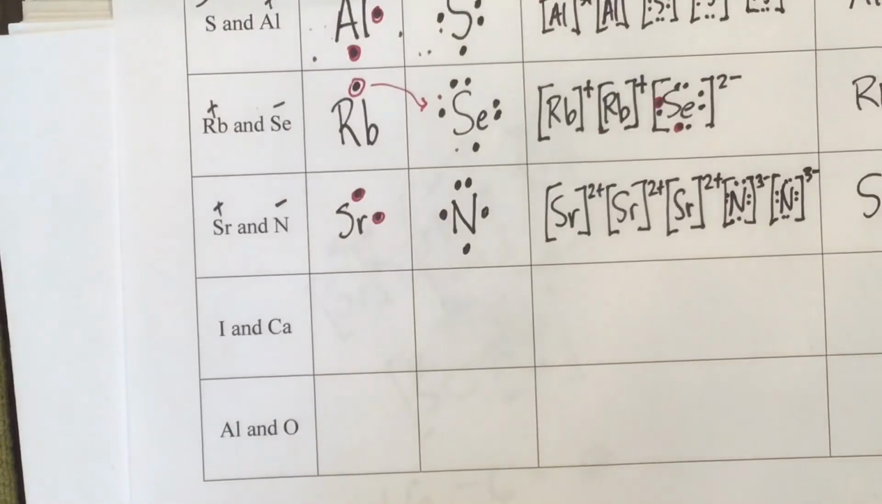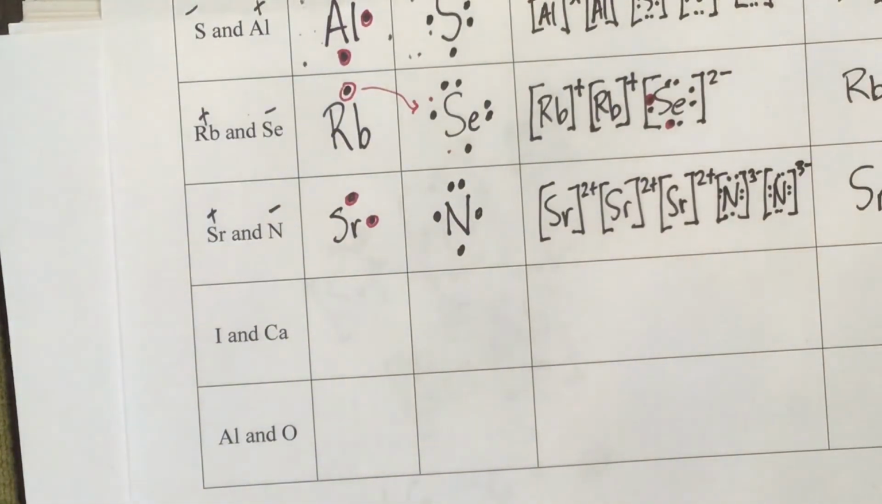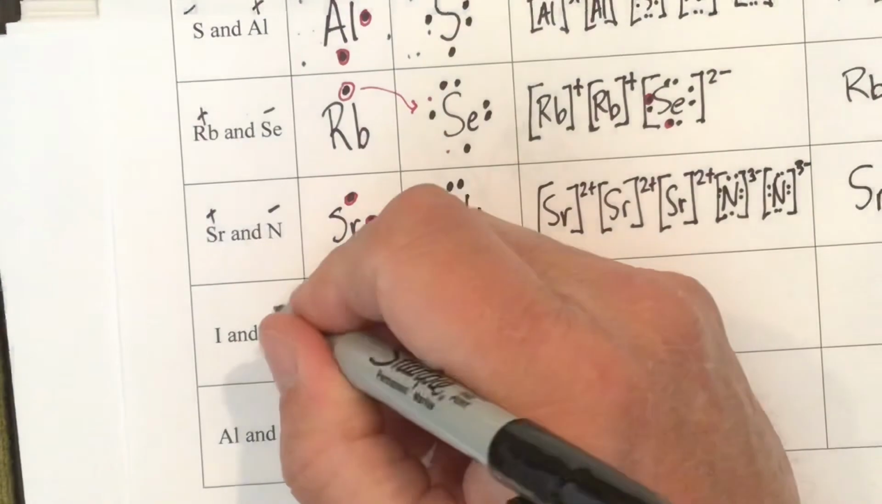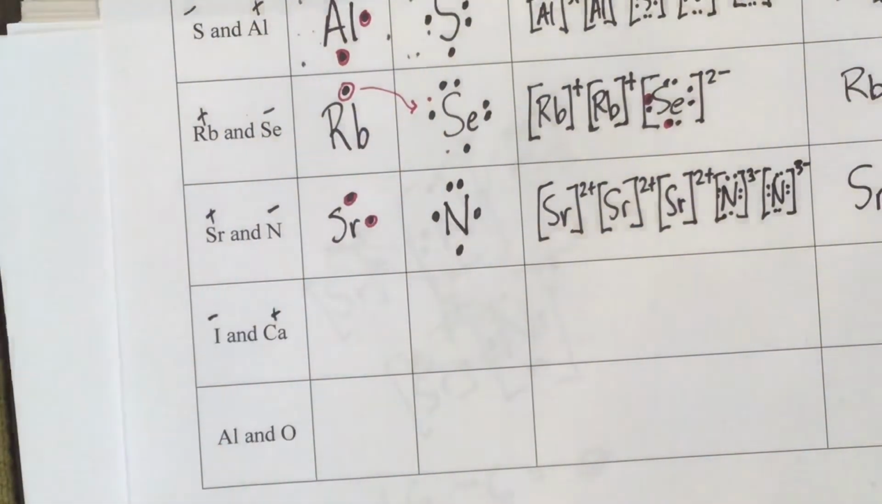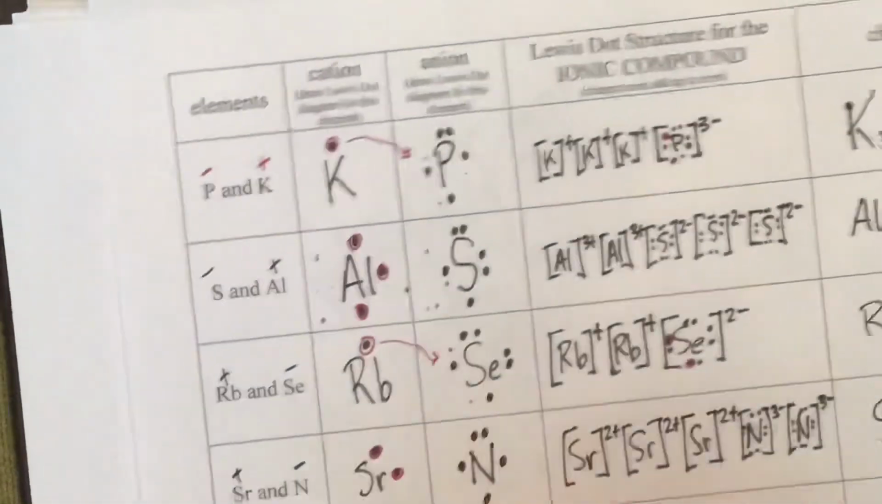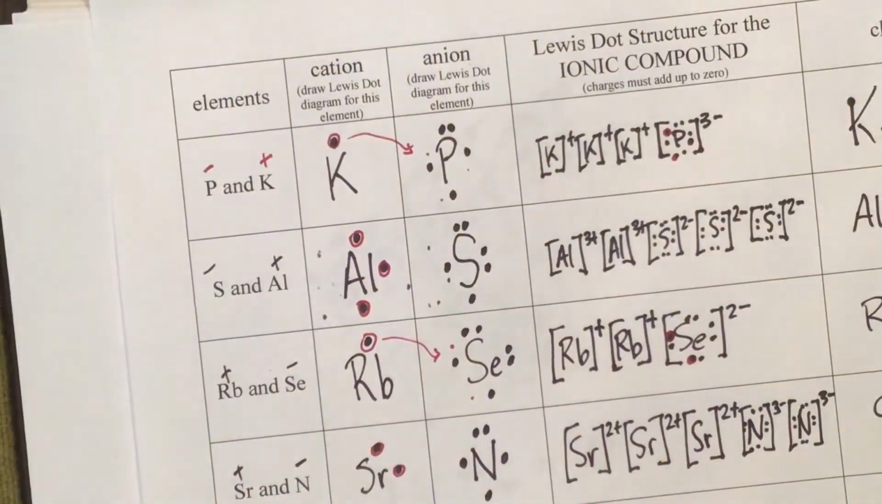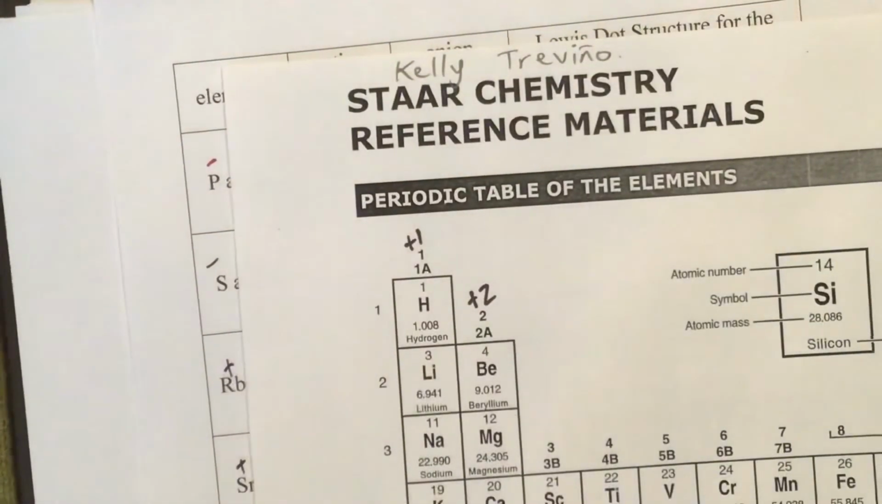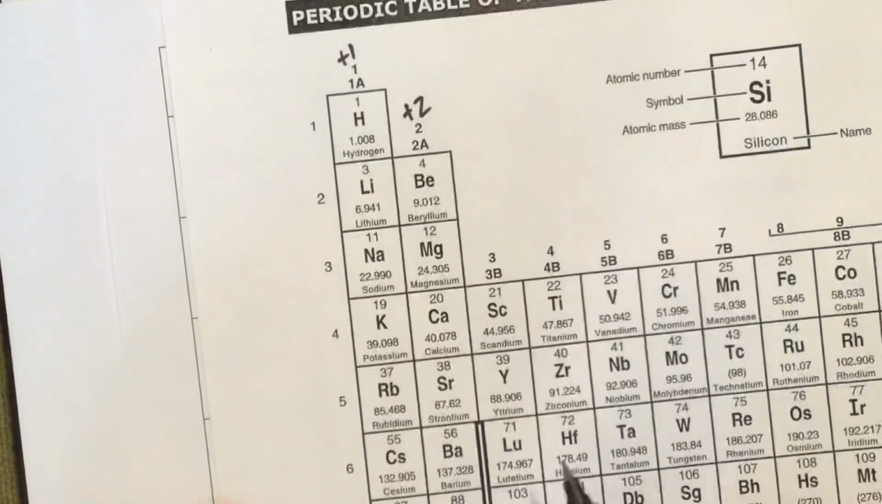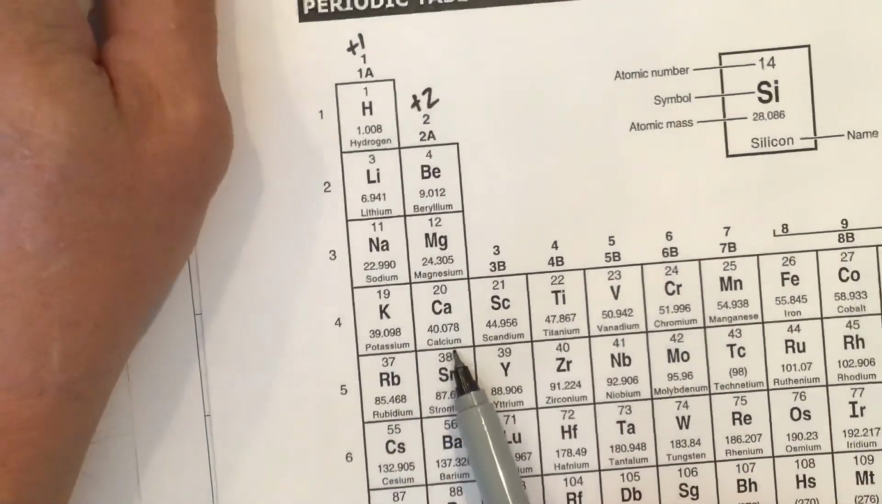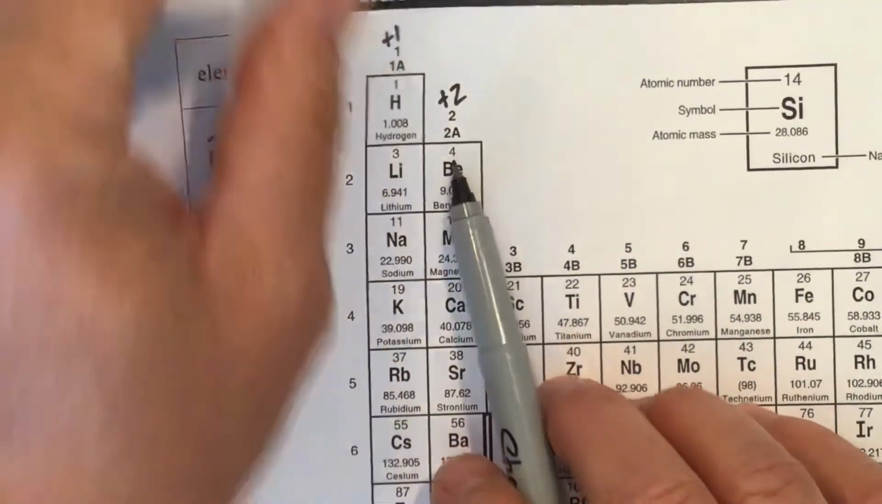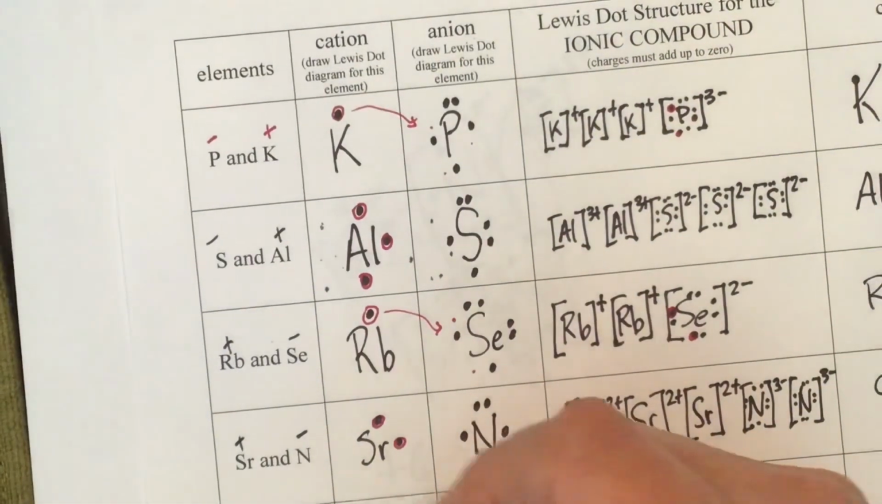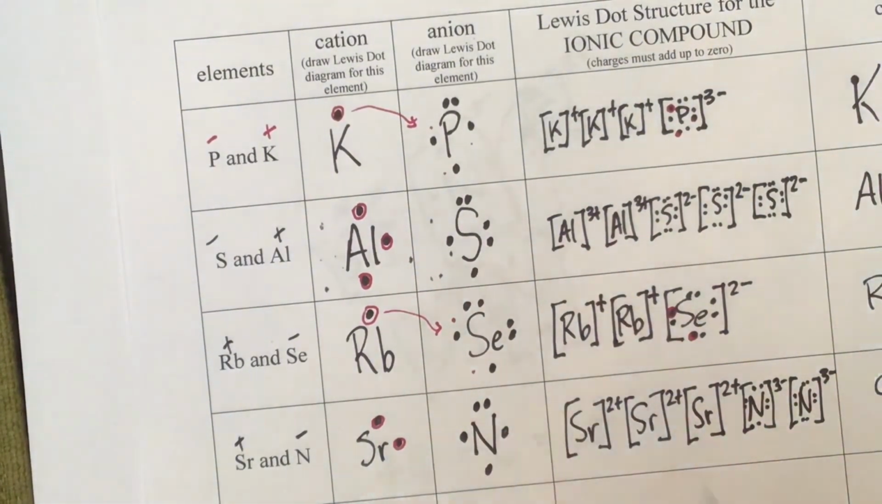All right, we're almost done here. 2 more to go. All right. Calcium is your metal. Iodine is your nonmetal. And there's calcium goes here. And calcium, do y'all remember where it is on the periodic table? Why, it's right there above strontium, right there. And it is in group 2, or 2A. So it's going to get 2 valence electrons. And there they are.